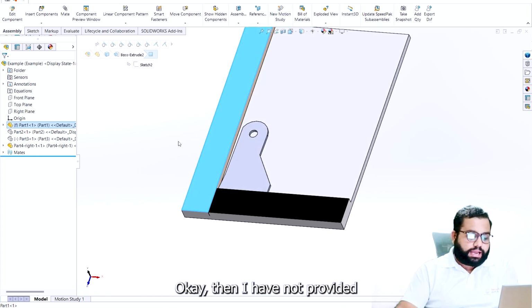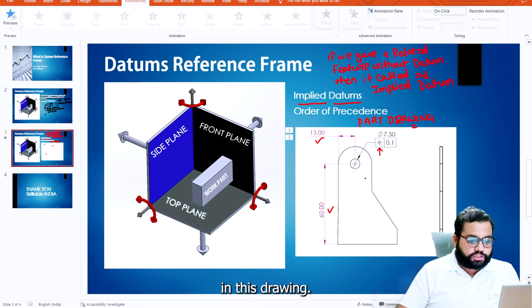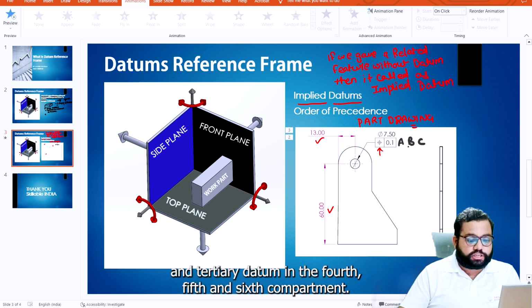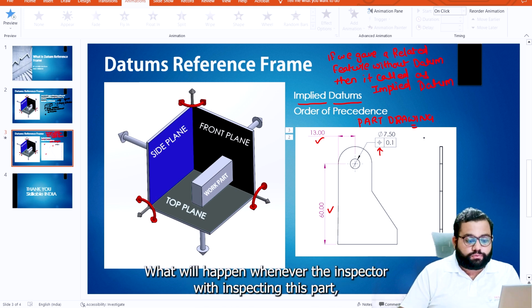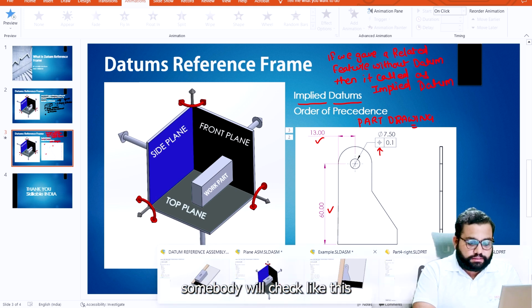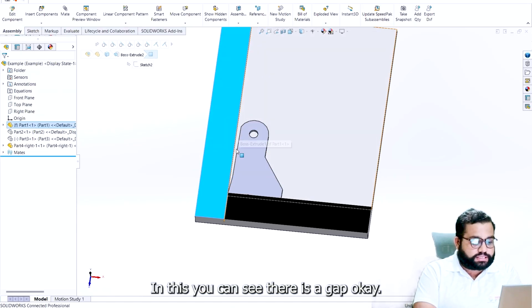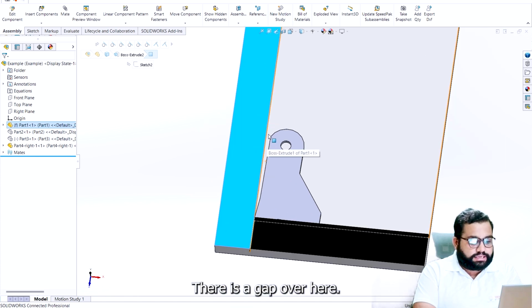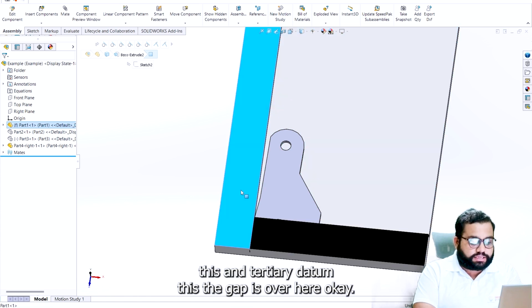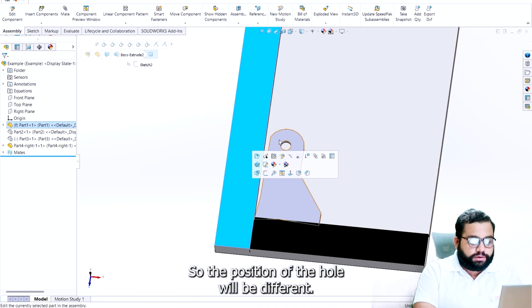I have not provided any references in this drawing. I haven't provided a primary, secondary, or tertiary datum in the fourth, fifth, and sixth compartments. What will happen? Whenever an inspector is inspecting this part, somebody will check like this. In this, you can see there is a gap over here. When I am using this as the primary datum, this as the secondary datum, and this as the tertiary datum, the gap is over here, so the position of the hole will be different.